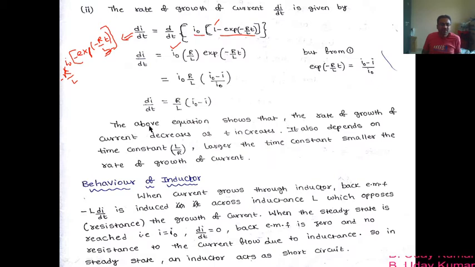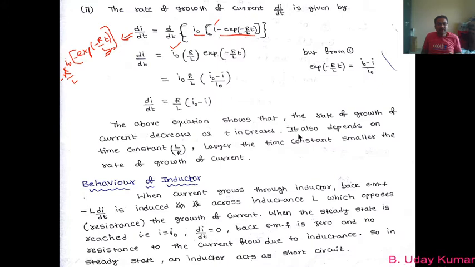So this equation shows that the rate of growth of current, which is what dI by dt is, decreases as t increases. You know this one, right? As time increases, this I increases. Since we have I0 minus I in this bracket, as time increases, I increases but I0 minus I decreases, and hence dI by dt also decreases. So initially the current increases very fast, but as time increases, the growth of current automatically decreases. That you have to understand here.